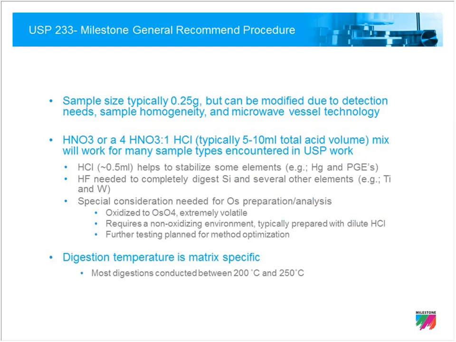Sample size is typically about 1/4 gram, but certainly that can be modified due to your specific detection needs, perhaps homogeneity issues. You might need a larger sample to get a more representative sample, as well as the microwave vessel technology that you have. From a standpoint of acid chemistry, nitric acid, or most often a combination of nitric acid with a little bit of HCl, is going to be the typical acid mix that is going to be used. HCl, why?